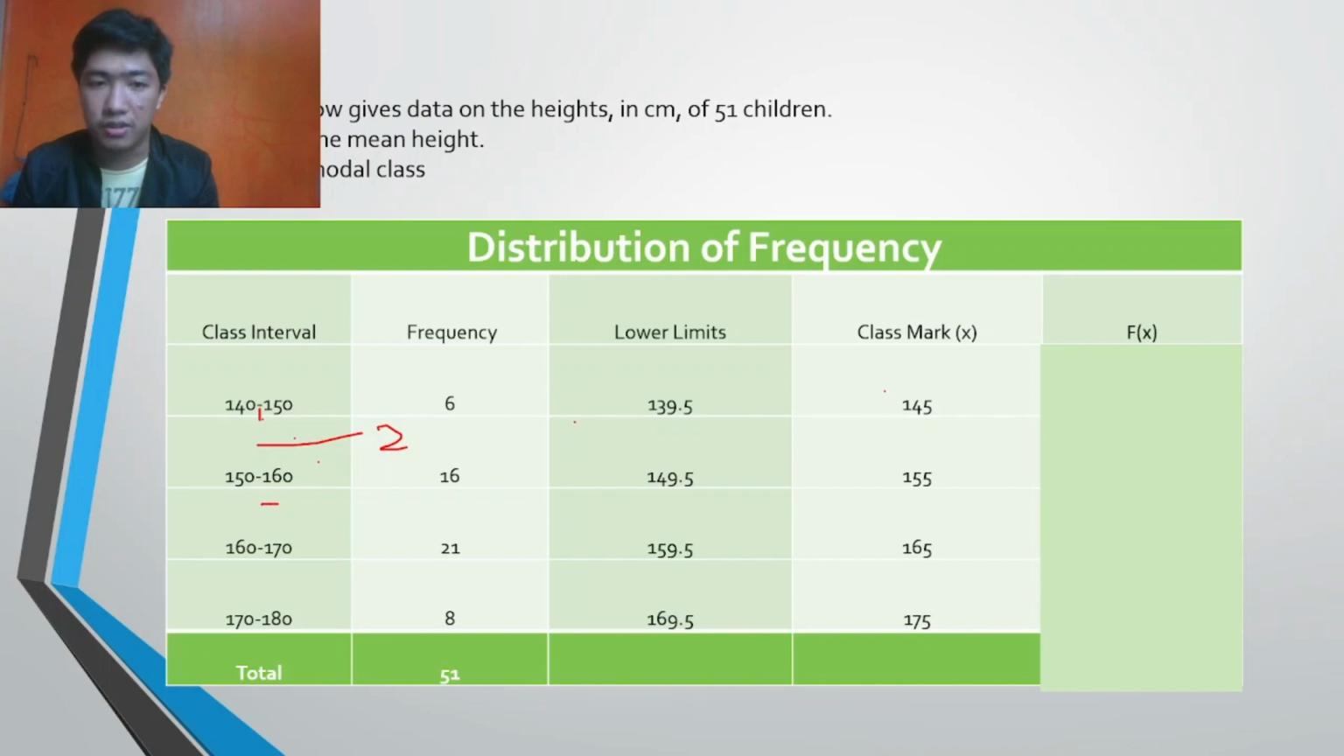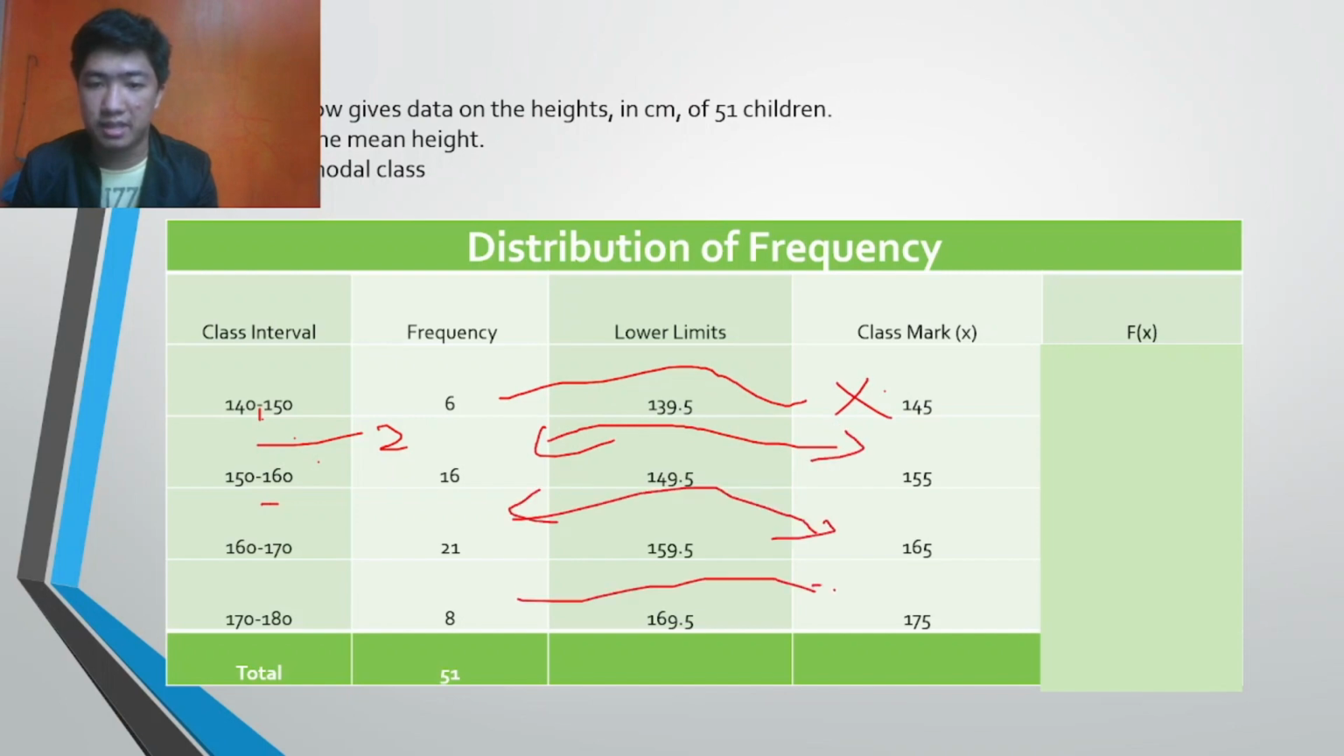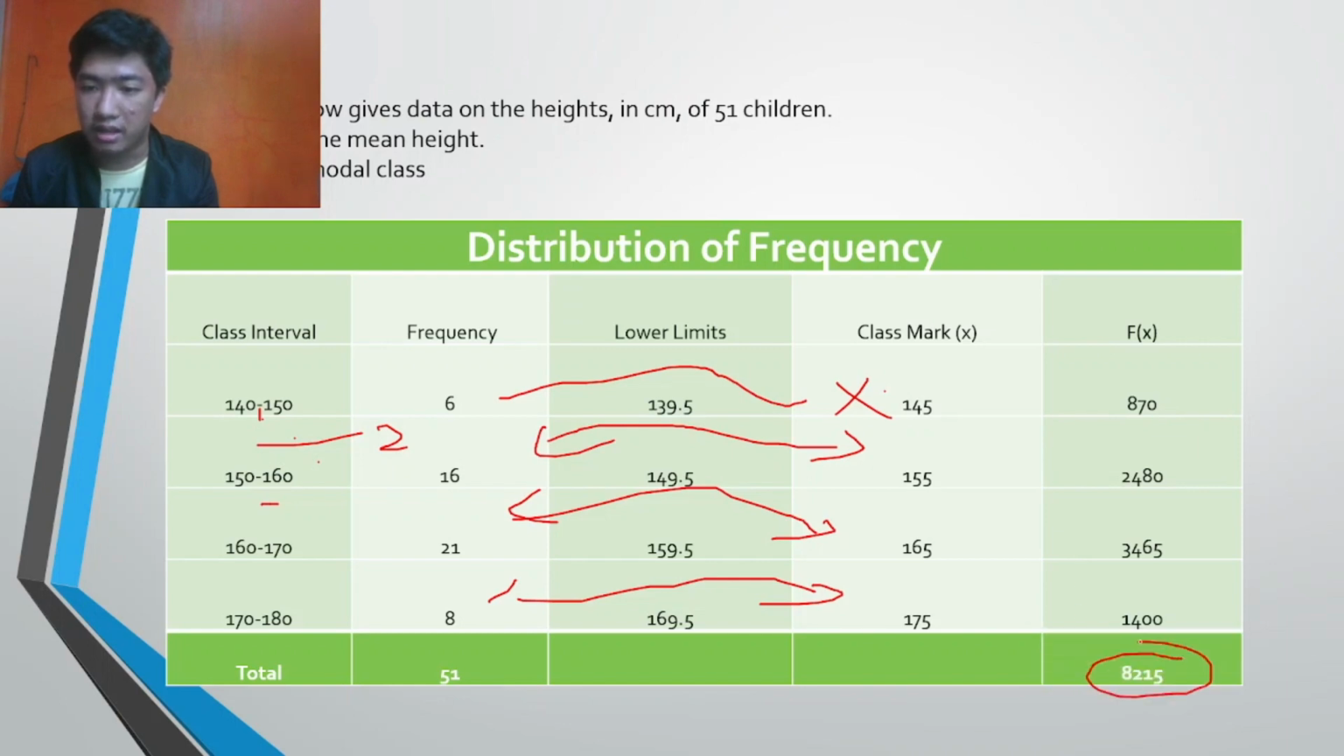To get the fx, you just have to multiply the frequency by its class mark. So here, multiply this, multiply this, multiply this, and you will get the values of fx, which are 800, 870, 2480, 3465, then 1400. We just have to add all of these values, and the sum turns out to be 8215.